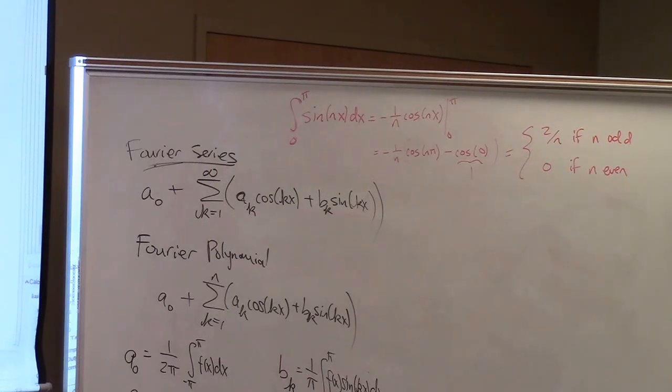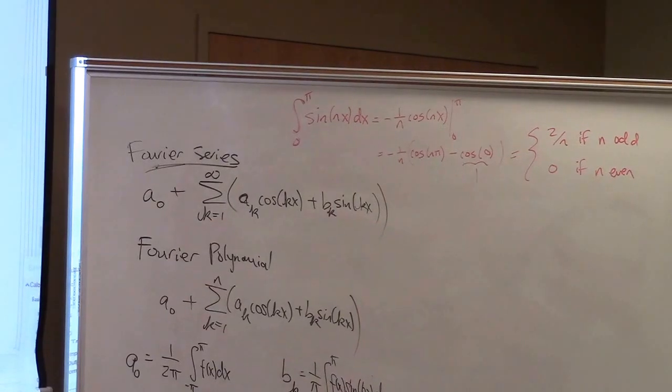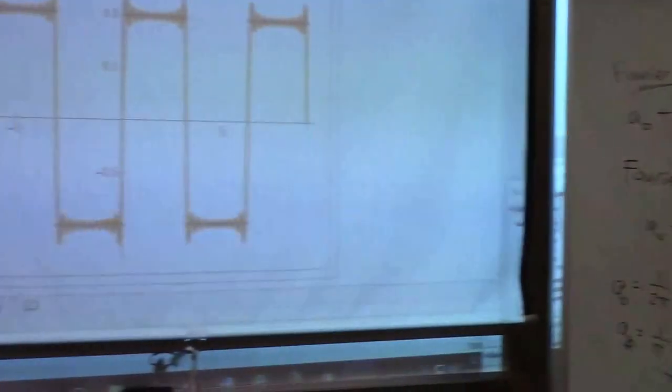The bigger n is, the better the approximation to the square wave is overall. I mean, it still doesn't do real well near individual points, like near the end points of the graph. It doesn't do real well. But it does, roughly speaking, a pretty good job overall.